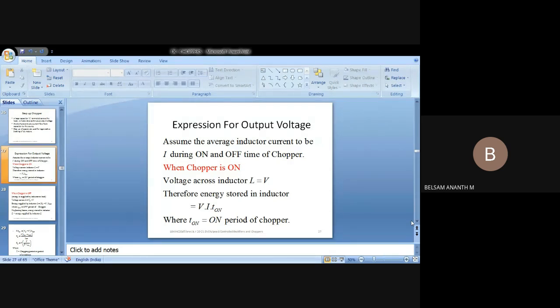Same thing, when you speak in terms of magnitude, please remember the energy stored in the inductance is equal to 1 by 2 Li square. Please remember in your mind, 1 by 2 CV square is transformed to what? 1 by 2 Li square. C is transformed to inductance, and voltage is transformed to current. Always please remember that.